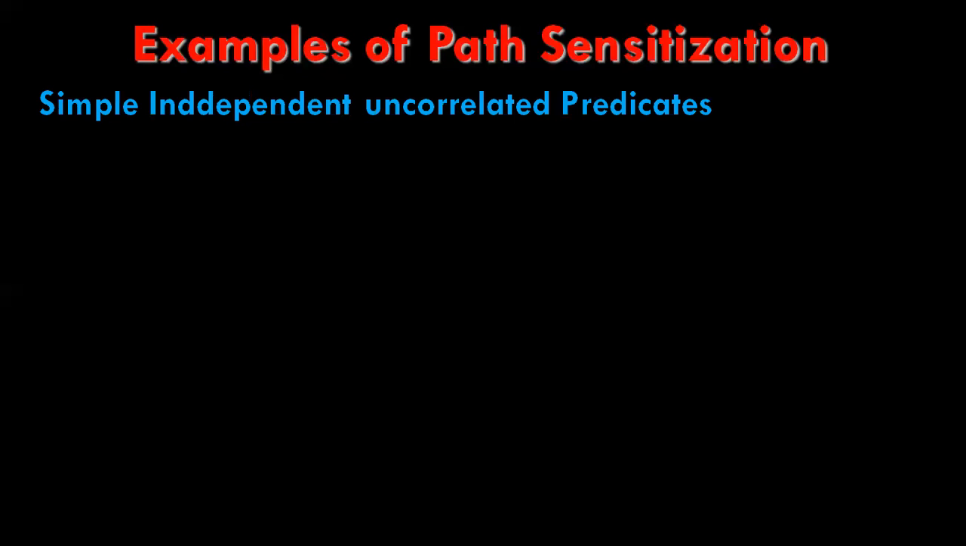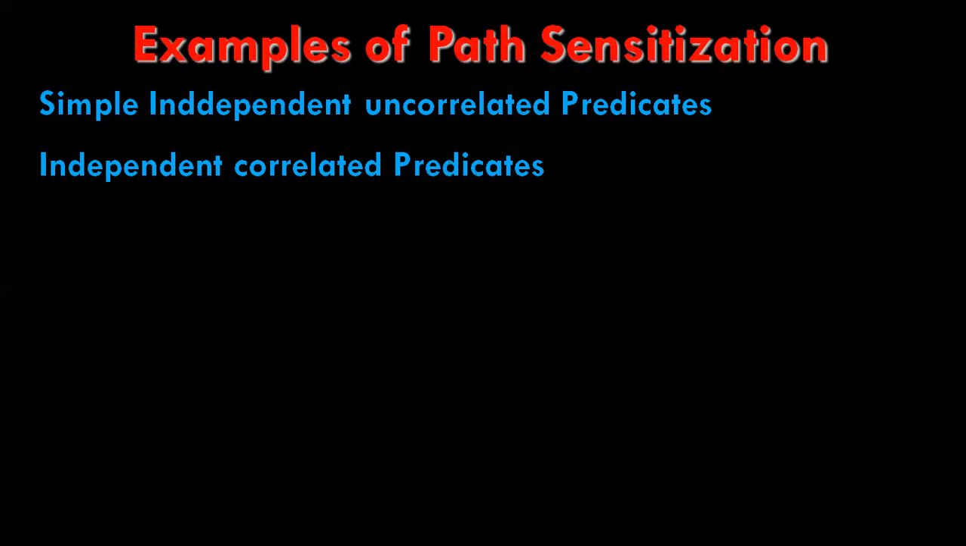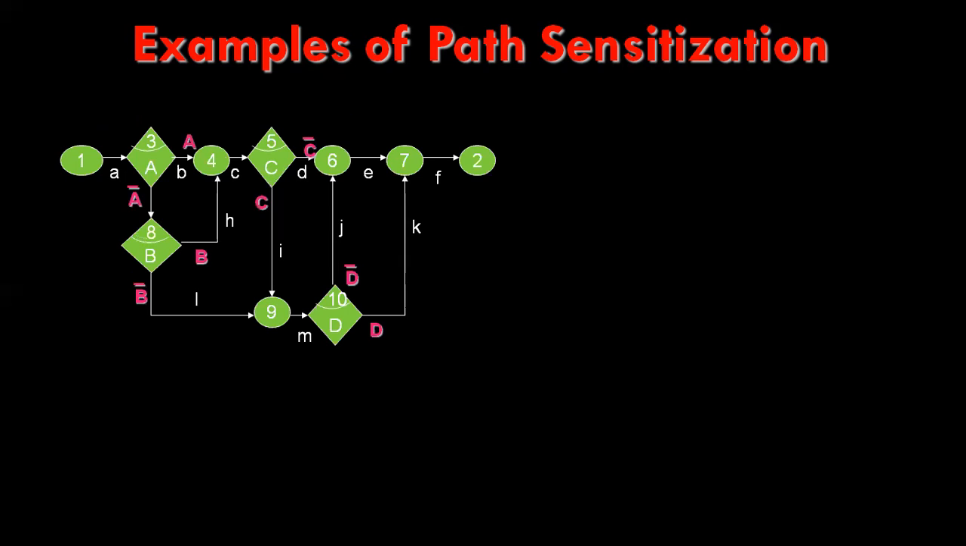So here let us see some examples of path sensitization. The four examples we will discuss are simple independent uncorrelated predicates, independent correlated predicates, dependent predicates, and generic predicates. Now coming to the first example, simple independent uncorrelated predicates. Here we have to consider the independent uncorrelated predicates. The uppercase letters in the decision boxes of this picture represent the predicates.